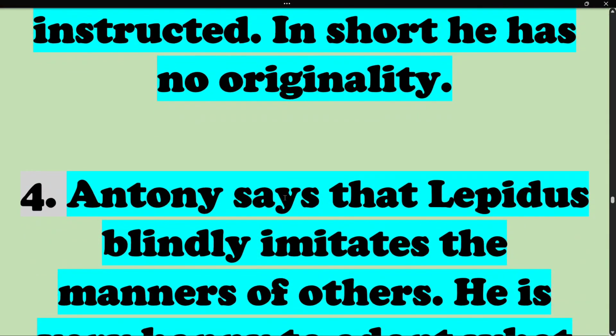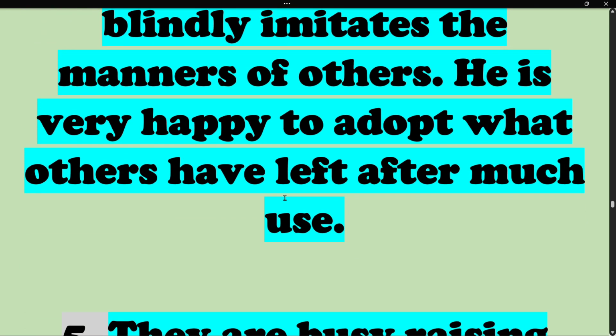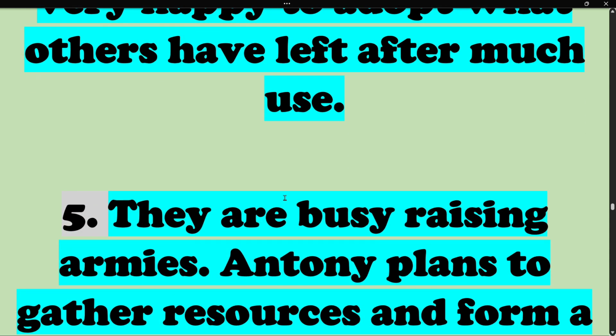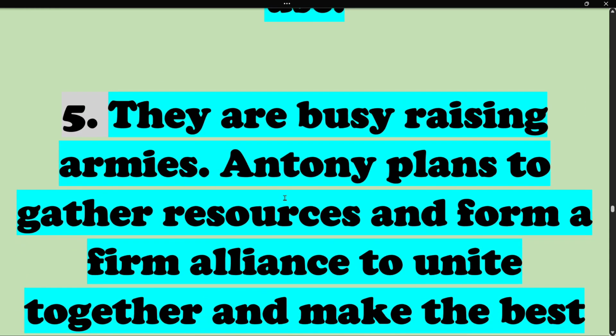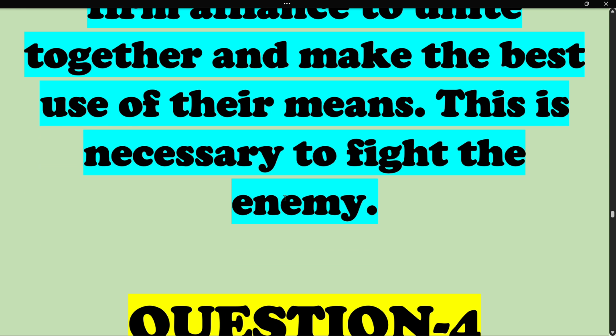Now, fourth one. Antony says that Lepidus blindly imitates the manners of others. He is very happy to adopt what others have left after much use. Now, fifth one. They are busy raising armies. Antony plans to gather resources and form a firm alliance to unite together and make the best use of their means. This is necessary to fight the enemy.